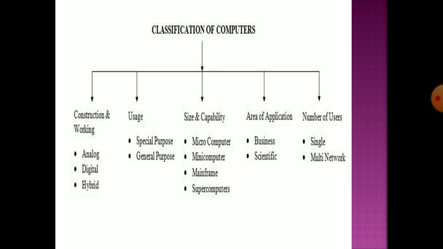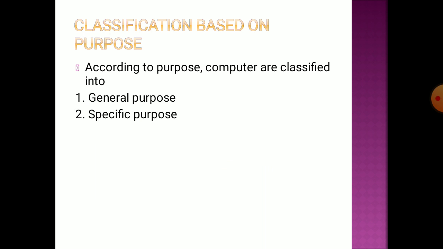So the first one we'll study is based on the usage, that is, based on the purpose we are using the computer for. According to what purpose we are using the computer, it has been divided into two types. The first one is general purpose computers and the second one is specific purpose. If you read the names of the computer classification, general purpose and specific purpose, you will get to know on your own.